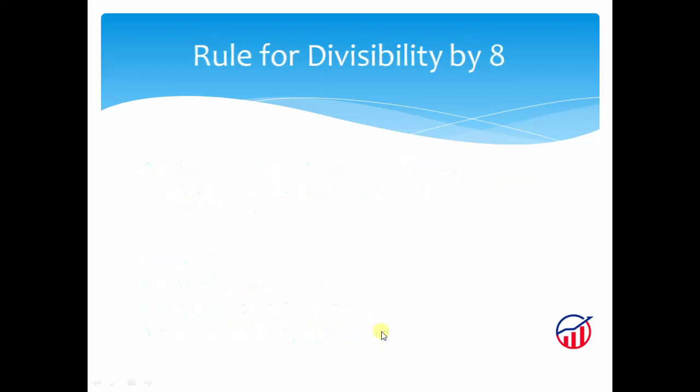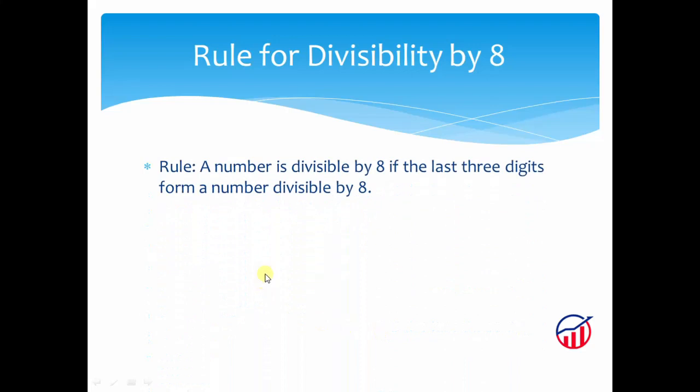Now what is the rule for divisibility by 8? The rule for divisibility by 8 states that a number is divisible by 8 if the last 3 digits form a number divisible by 8. So what you need to do, for example, you just need to check. You can see over here a number 1000.